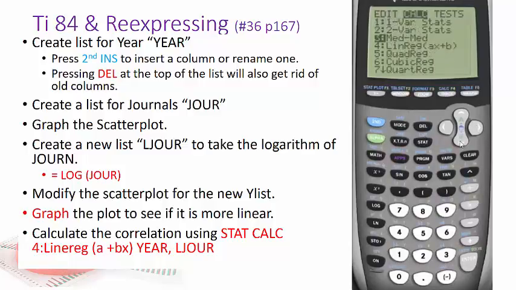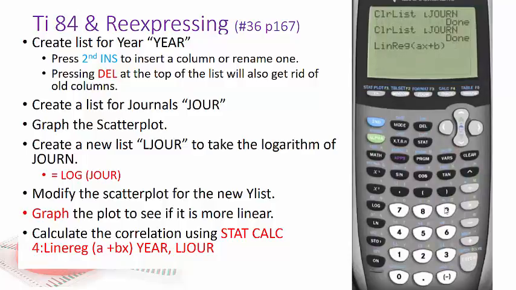Make sure I hit stat calc and line reg, AX plus B. Oops, I had the wrong writing down here, ignore that. And make sure you have your X and your Y. So it's year, comma, and L journal. Don't use journal, use L journal, because that's the one that's more linear. Okay. And when you see it, you can see the very strong correlation coefficient.